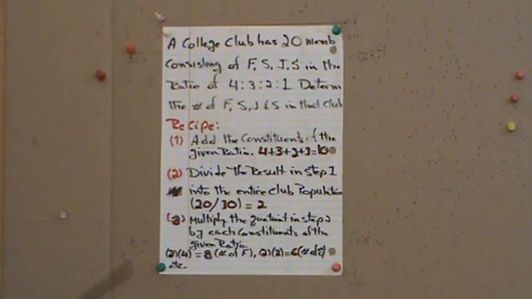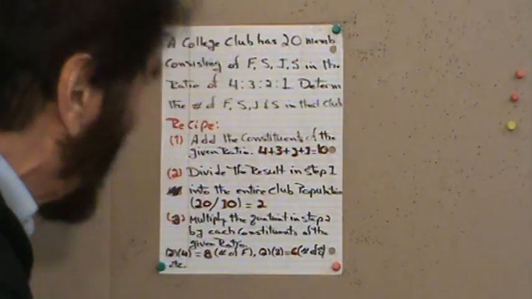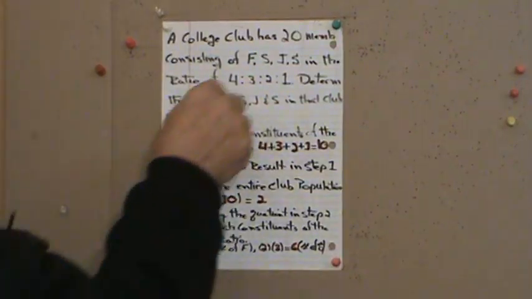Recipe. Then multiply the quotient. Multiply the quotient in step 2 that we obtain by each constituent of the given ratio. So 2 times 4, then 2 times 3, then 2 times 2, then 2 times 1. You follow me? Now, I did emphasize the word recipe, and I repeat that very much.